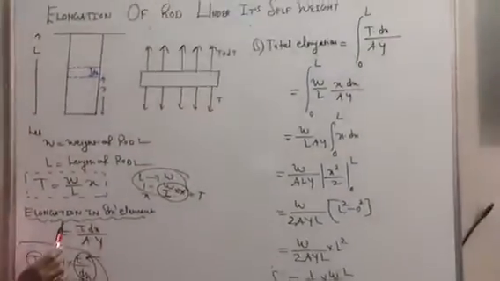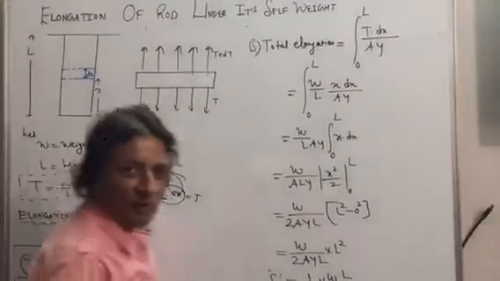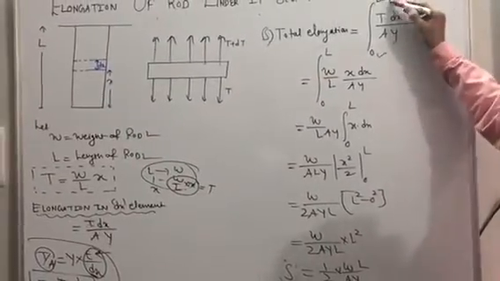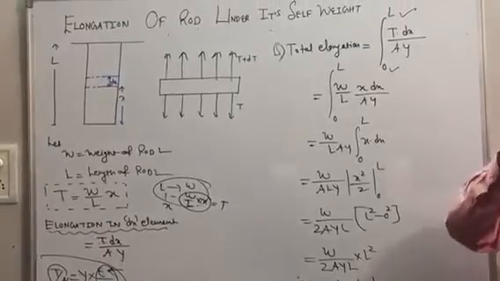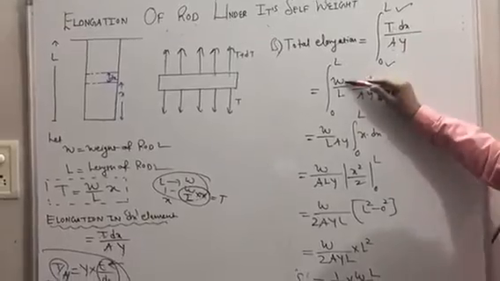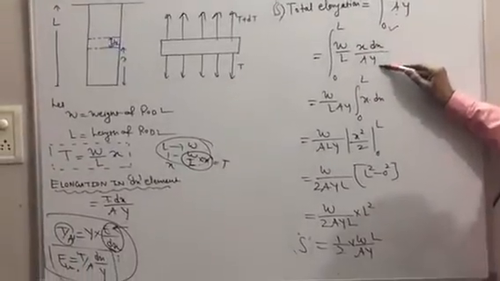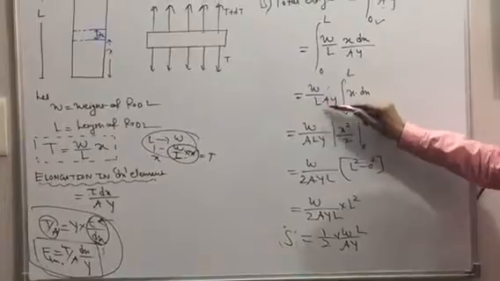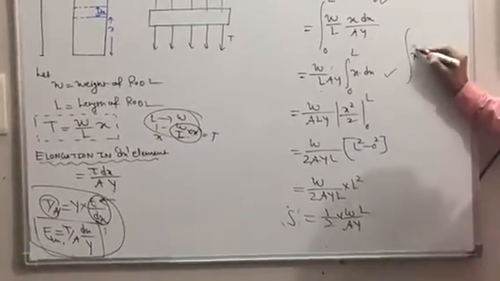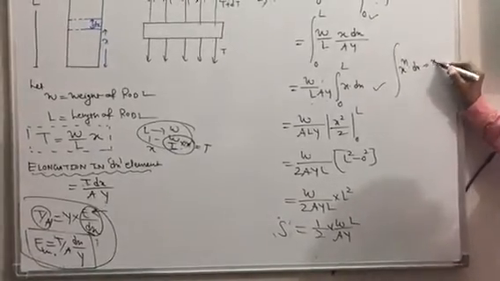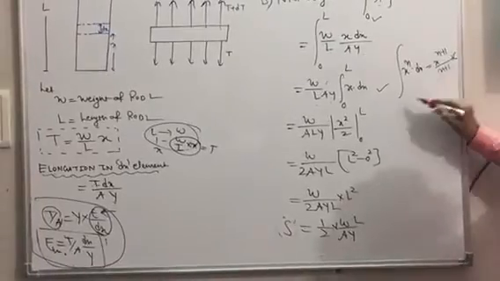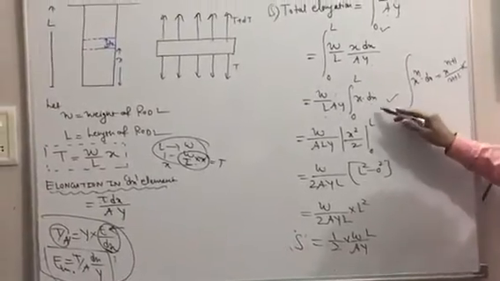We want to study the total elongation. The total elongation has lower limit 0 and upper limit L, the total elongation in the length L. So it is the integral of T dx upon AY. Putting the value of T as W upon L into x, upon A, dx upon Y. So W upon L, AY is taken out, x dx. You know the famous formula, integration of x to the n dx is x to the n plus 1 upon n plus 1 plus c. Since it is a definite integral, we will not write any c.